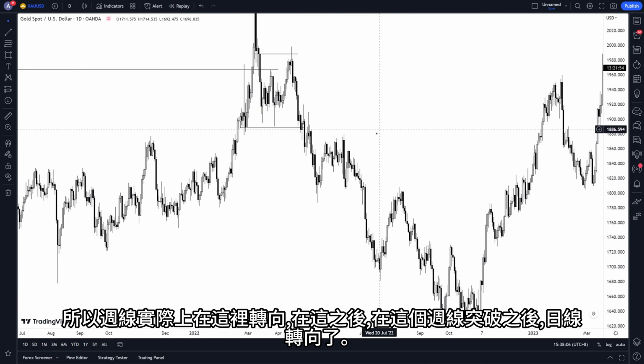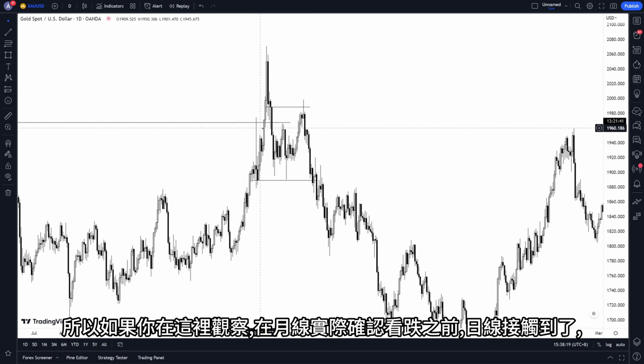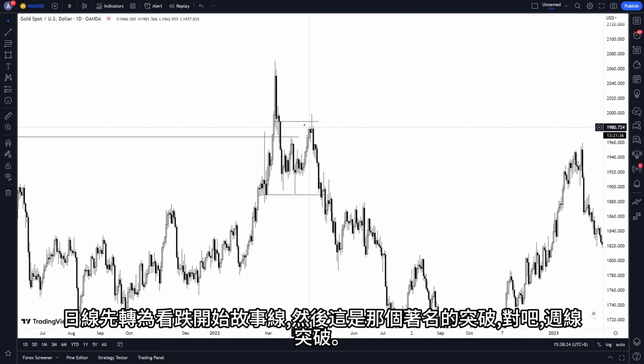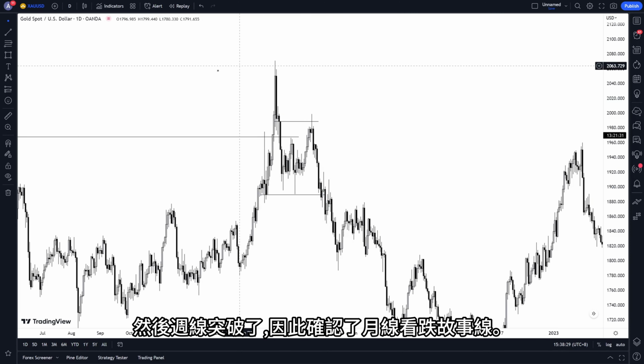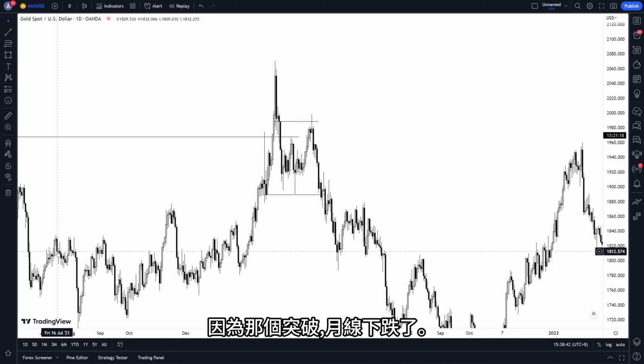So the weekly actually turned on over here, and after this weekly break, we had the daily turn. So the lower time frames start the storyline first, and then the higher time frames end it off. If you observe over here, before the monthly actually confirmed bearish, the daily came into contact. The daily turned bearish first for the storyline, and then this was the infamous weekly break, and then the weekly broke, thus confirming the monthly bearish storyline. So the daily started the bearish storyline first. The weekly then, as a result of the daily, started the bearish storyline or broke out, and because of that breakout, the monthly came off.